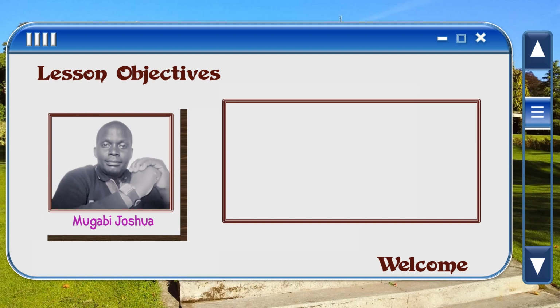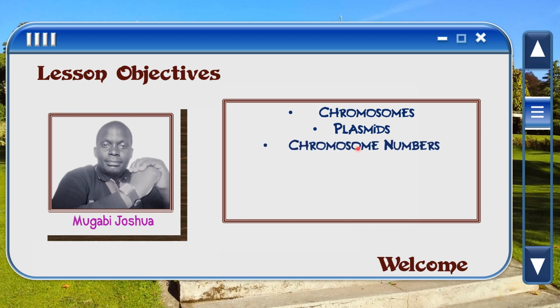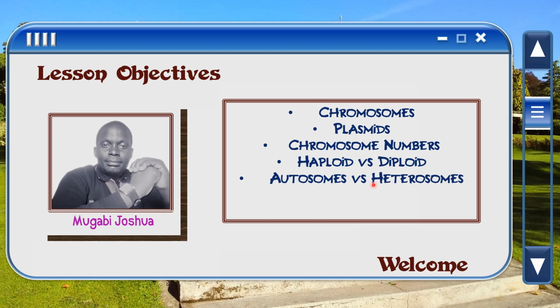Our lesson objectives today are: we shall look at chromosomes, we shall look at plasmids, we shall look at chromosome numbers, haploid versus diploid, autosomes versus heterosomes, karyograms, and autoradiography. You are welcome.